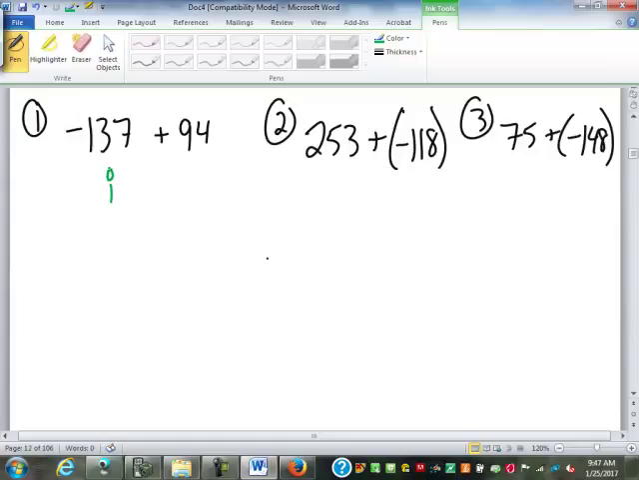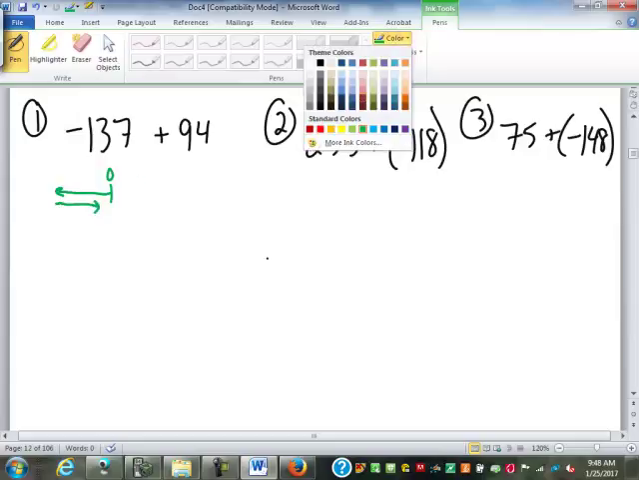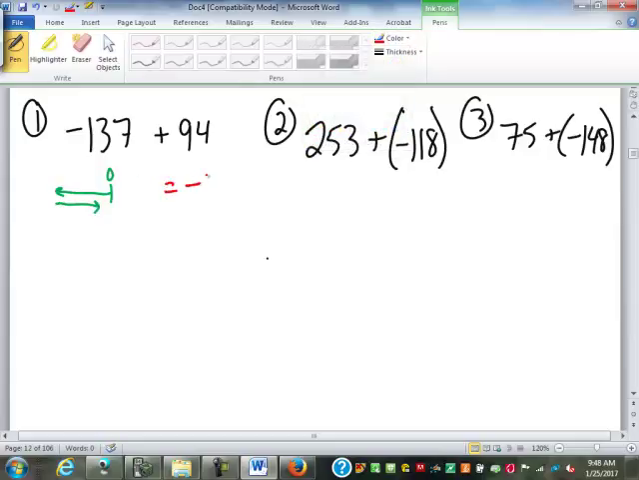So for the first one here, negative 137 goes to the negative direction. 94 is the same or the opposite? Opposite, shorter or longer? Shorter. So we're staying on the negative side. What do we get? Negative 43. Perfect.